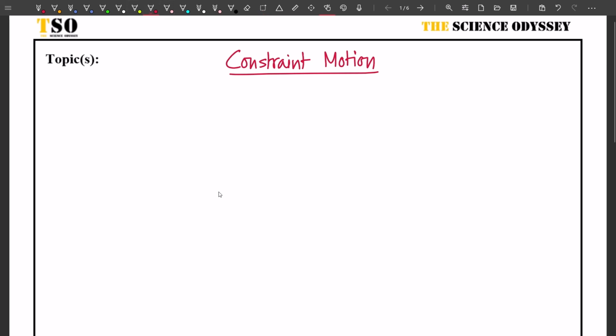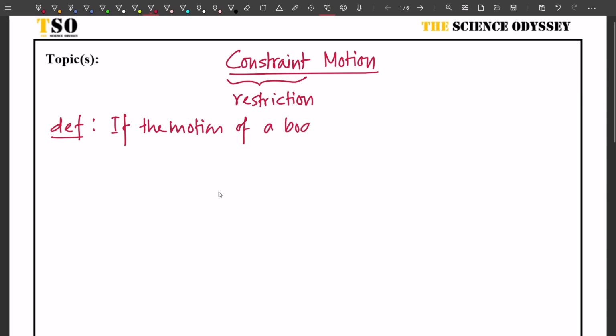Now here the term constraint basically means restriction. So clearly we can define constraint motion as a restricted motion. We can say that if the motion of a body is restricted in some way, then it is a constraint motion.